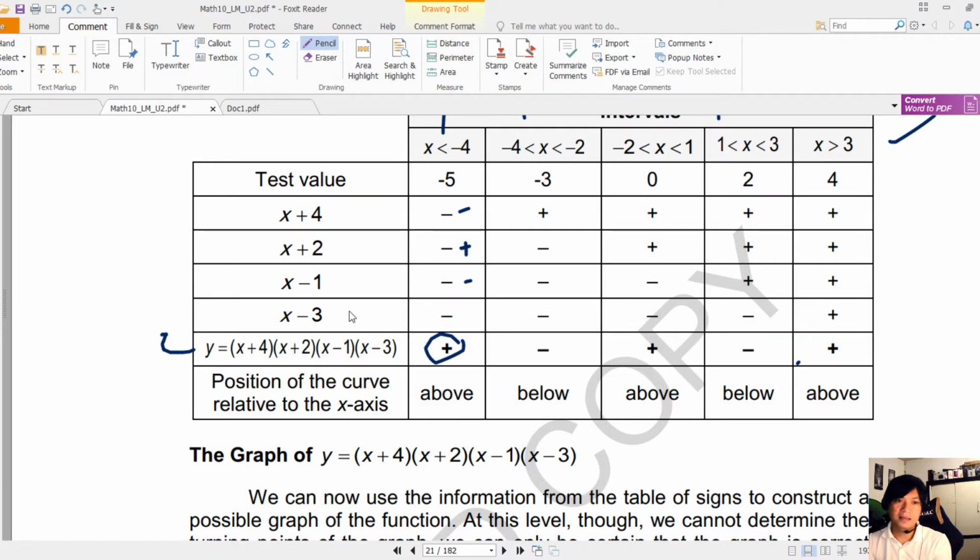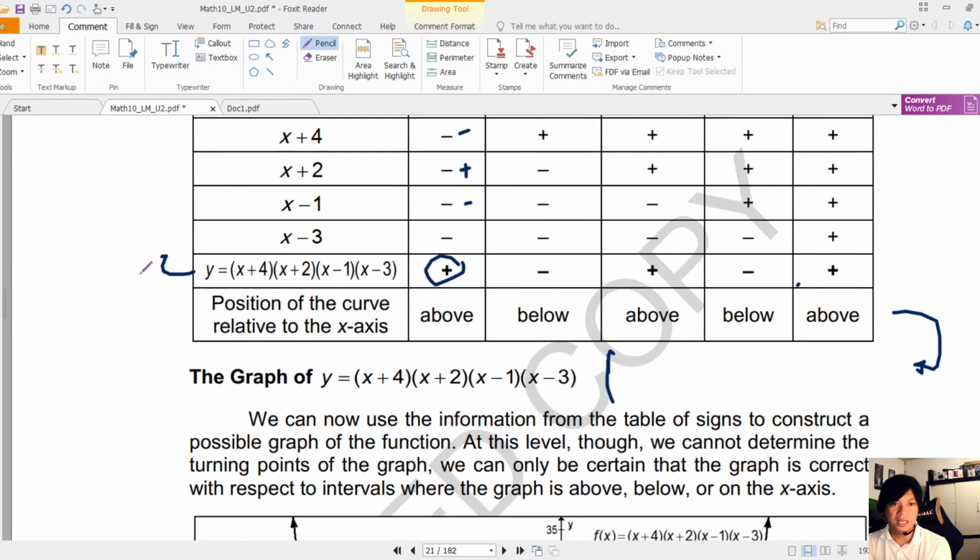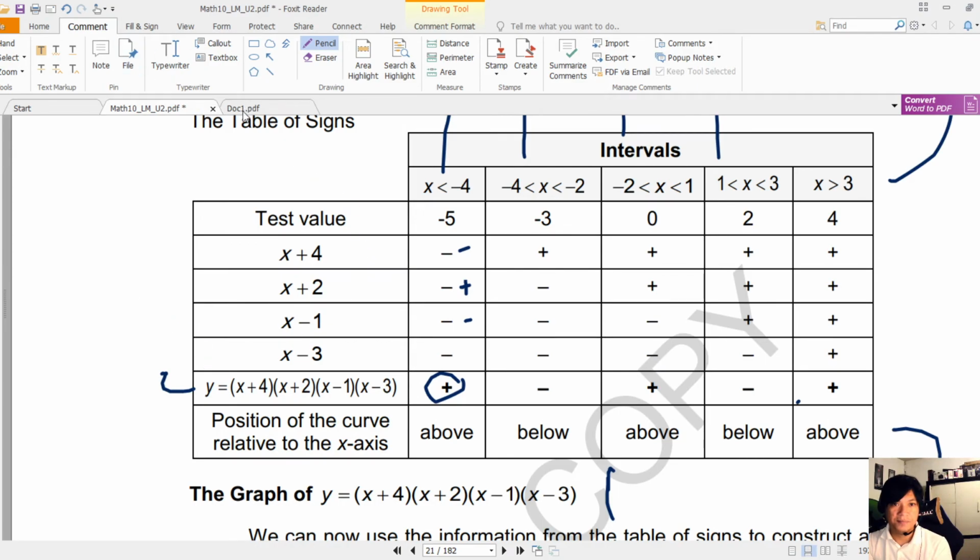Kumbaga, ang ating graph, if we're going to graph this one, the possible graph of this one is first, curve natin is above, 'di ba? So dito siya magka-curve, first above. Take for instance, dito na lang natin i-graph. Ito yung ating x-axis, 'di ba? So, the first one is, anong sinabi niya? Dadaan siya sa negative 4, 'di ba?